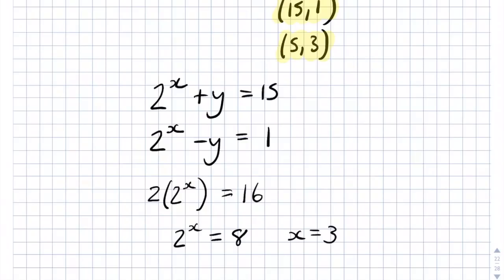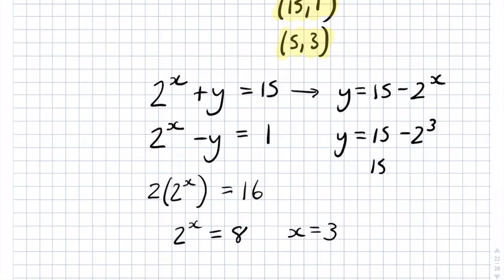Then we substitute x equals 3 into one of these formulas for y. Let's rearrange this formula so we get y equals 15 minus 2 to the x. Substituting x, it's y equals 15 minus 2 cubed. Well, 2 cubed is 8, and 15 minus 8 is 7. So we get x equals 3 and y equals 7, which is one pair of integer solutions.